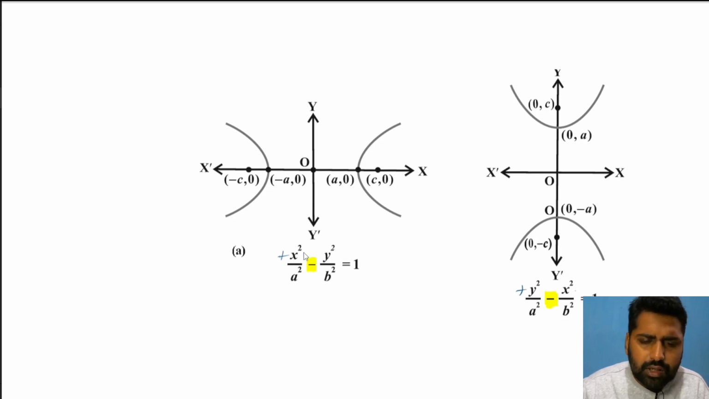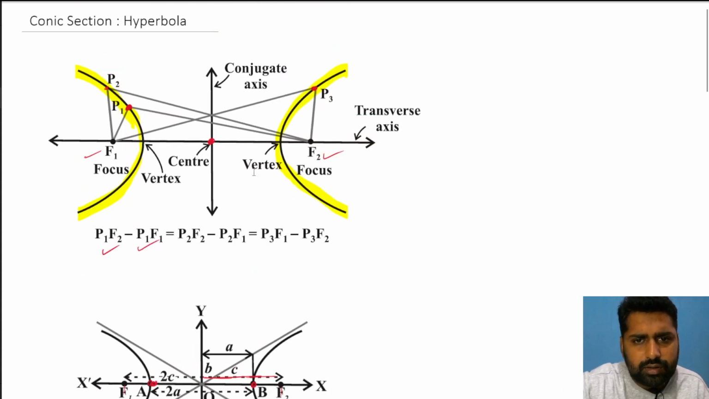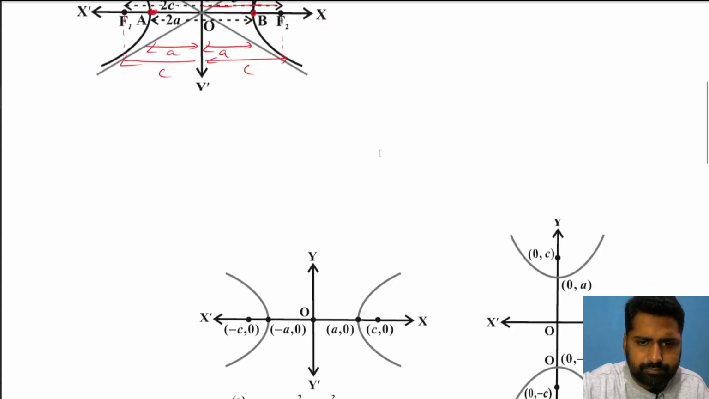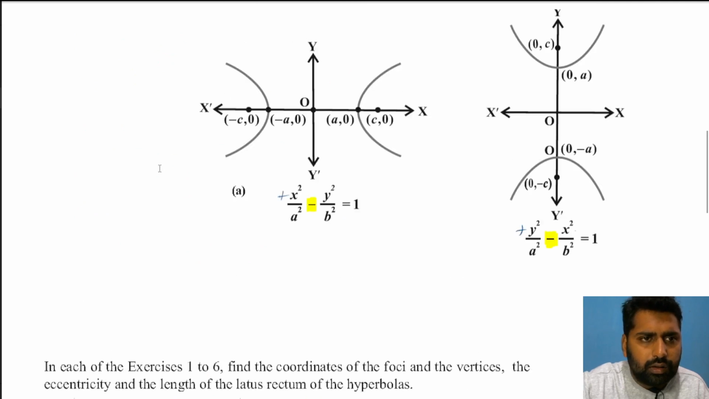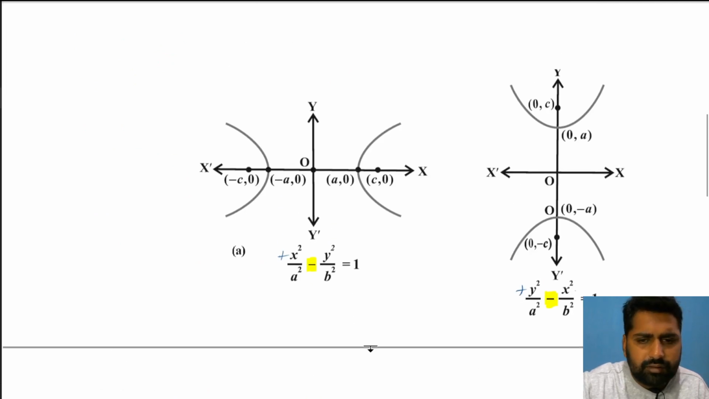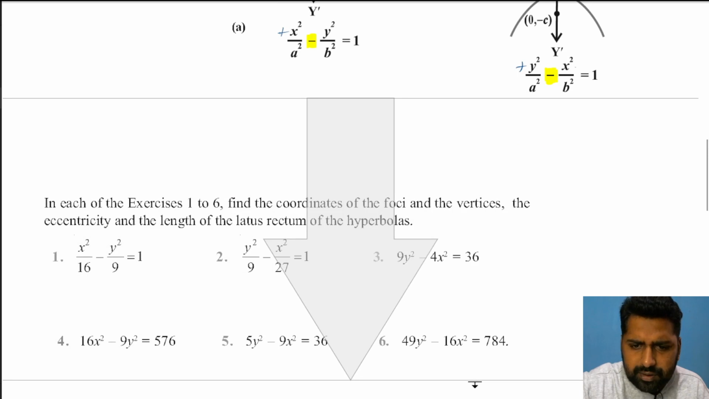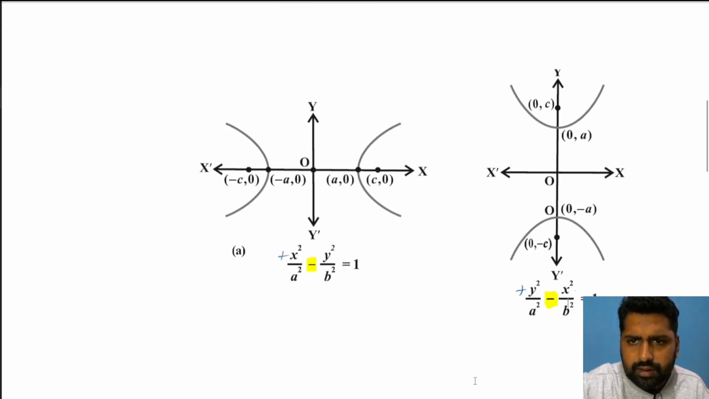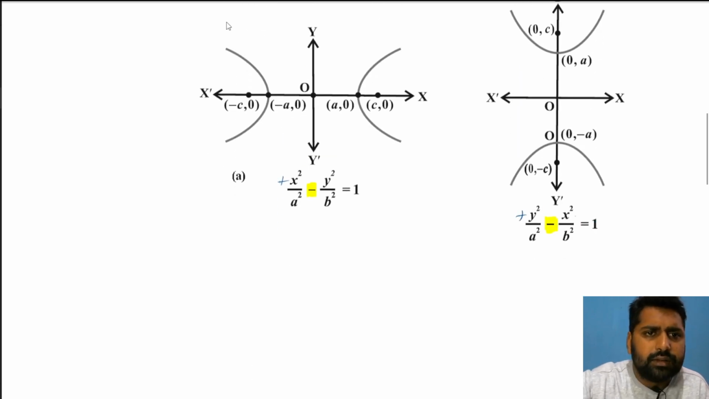Whichever variable is written first will be the main axis on which the hyperbola will cut, or basically your transverse axis. The axis that passes through is the transverse axis. All right, same thing we'll do here also. We'll talk about some parameters, again very much correlated with ellipse, and then we'll look at the questions.